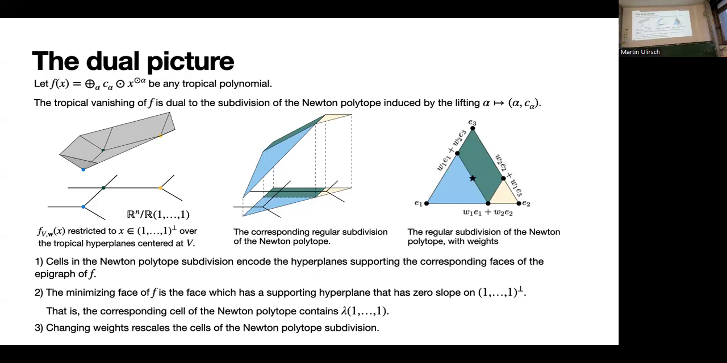Finally, changing the weights didn't change anything in this picture, but in the dual picture, we do change the slopes of each of these components. And that corresponds to a rescaling of the simplices, or the cells, in this subdivision. And so this result says that we can rescale these cells so that this zero hyperplane, that slope, is in whatever cell we want it to be.